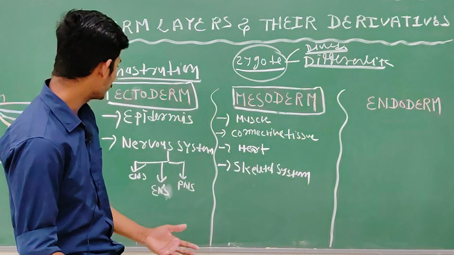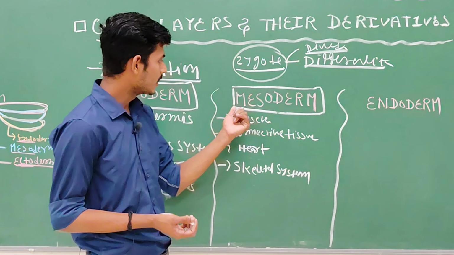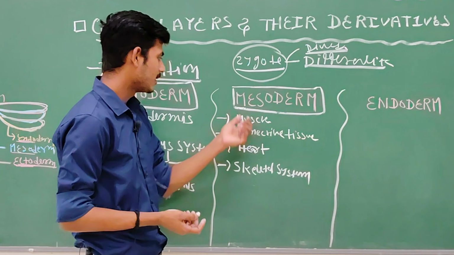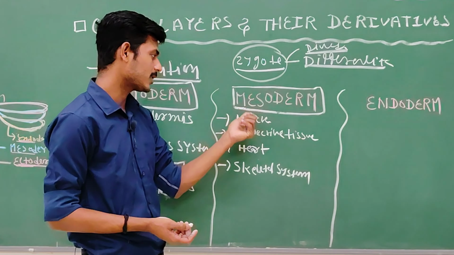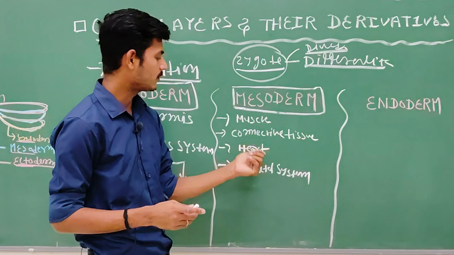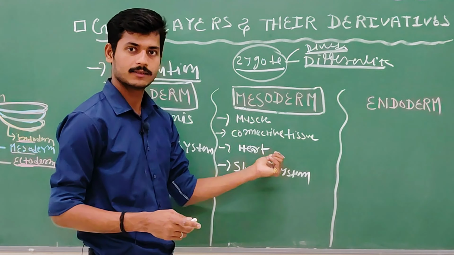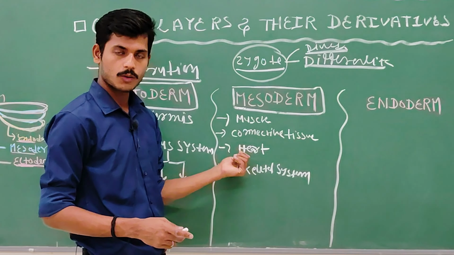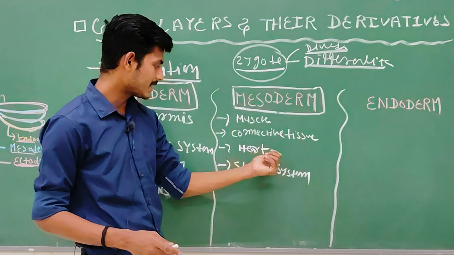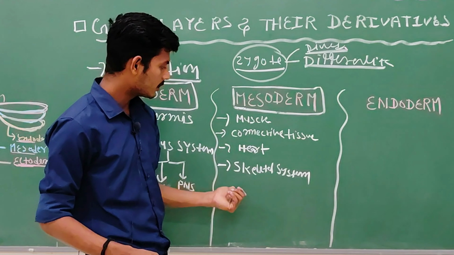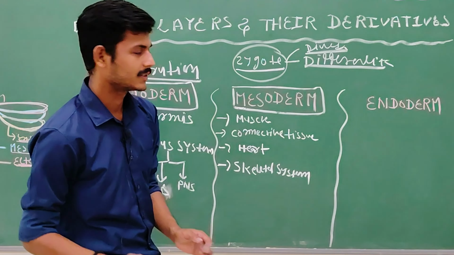It's easy to remember, no? See, for mesoderm, M denotes muscle. Connective tissue is also related to muscular tissue. And for the heart, you know the myocardium has myocytes, so you can remember by this M word, and the skeletal system.